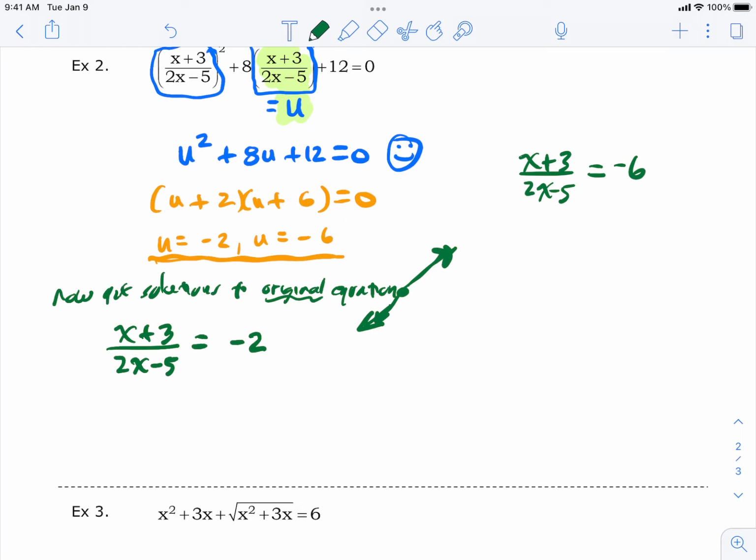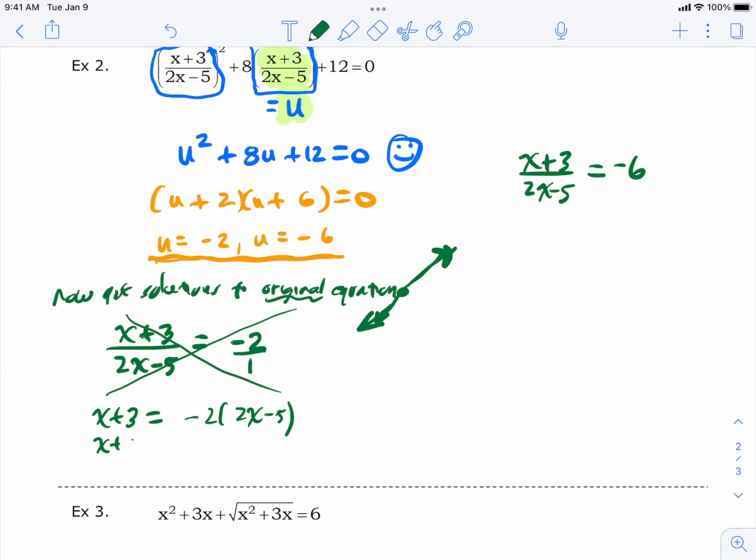What I would encourage you to do is whenever you can, think of things as proportions, right? If I take that negative 2 and I put it over 1, all of a sudden I've got something that looks a lot like a proportion. So you can do cross products. I love that. If I do cross products, (x + 3) times 1 is x + 3. And that has to be the same as the other cross product, which is negative 2 multiplying 2x - 5.